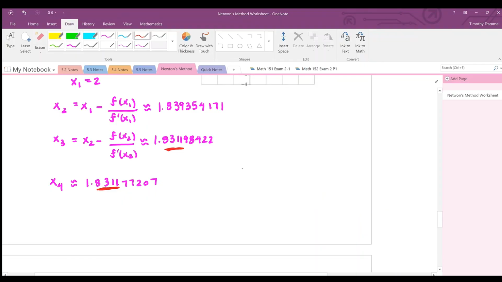Now that we're done with our calculator work here, we can record our final approximation. We just said we needed to be accurate within 3 decimal places, and we have 4. So we'll just go ahead and write it down. x is approximately equal to 1.831.